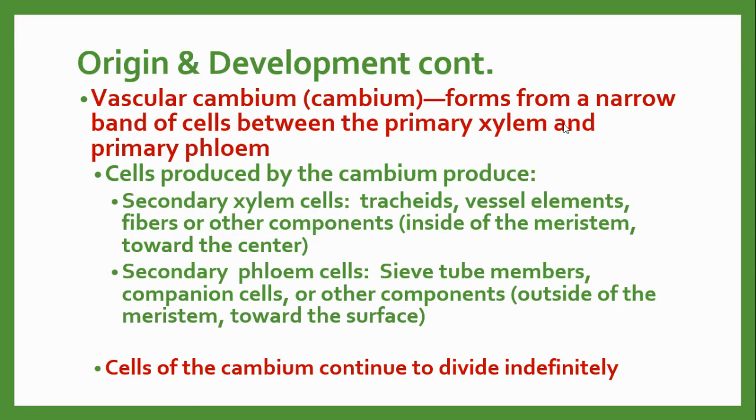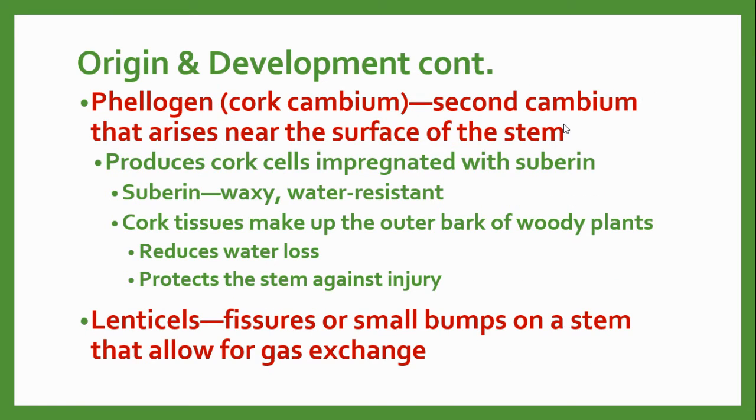It forms from a narrow band of cells between the primary xylem and the primary phloem. Cells produced by the cambium, these are going to be your secondary xylem cells, your tracheids, vessel elements, fibers, or other components from inside the meristem toward the center. Secondary phloem cells are going to be sieve tube members, companion cells, or other components outside the meristem toward the surface. And cells of the cambium continue to divide indefinitely.